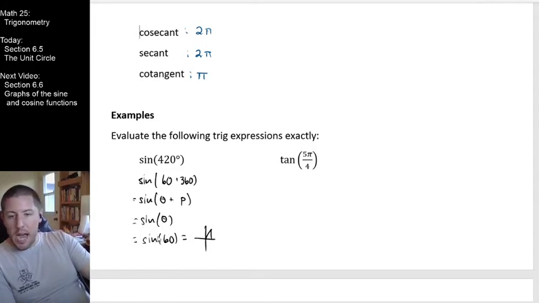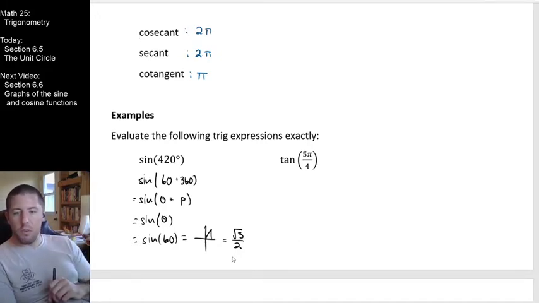Since sine is measuring height, I know that I want to choose the larger of my two options for output here, and that's how I know I'm getting root 3 over 2. I can also see that my height is positive, so I'm going to leave this as a positive value for root 3 over 2 there, and that should be our value of sine of 420 degrees.